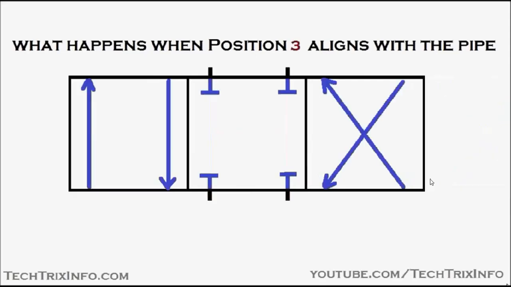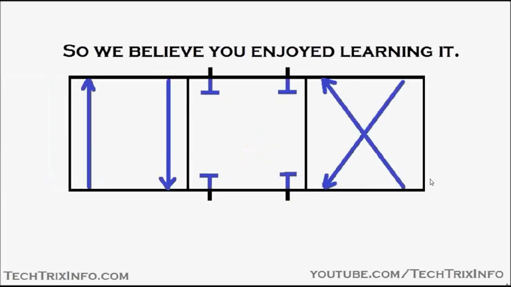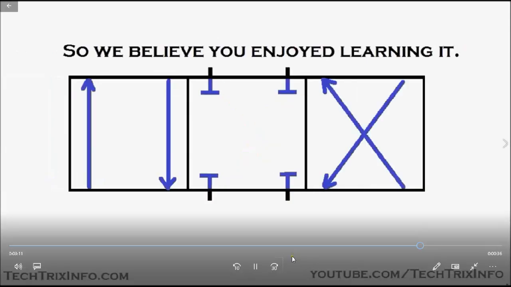And the same way, what happens when position 3 aligns with the pipe? Let's see that. That's position 3, and when it gets aligned, the flow is getting reversed. So that's how it works. So we believe you enjoyed learning it. You understand how a 3 position 4 port valve works, and how its schematic representation is drawn.